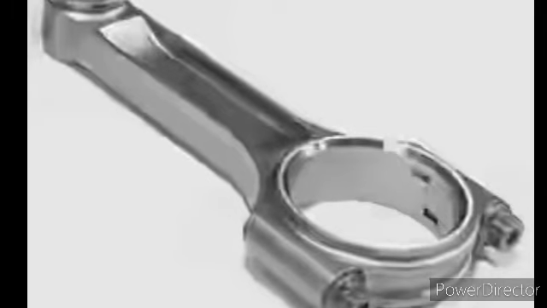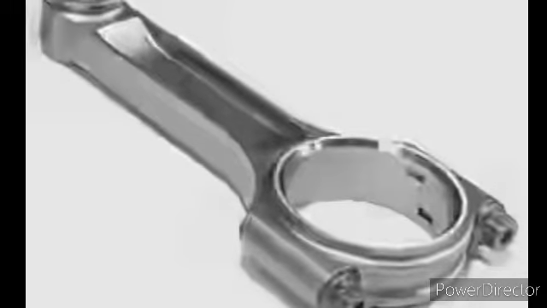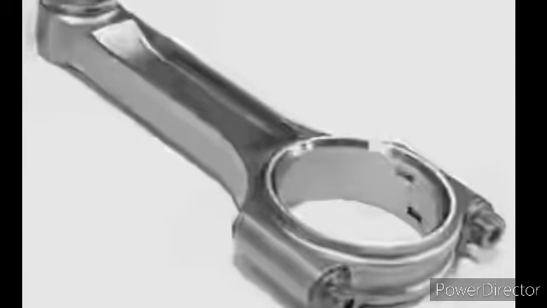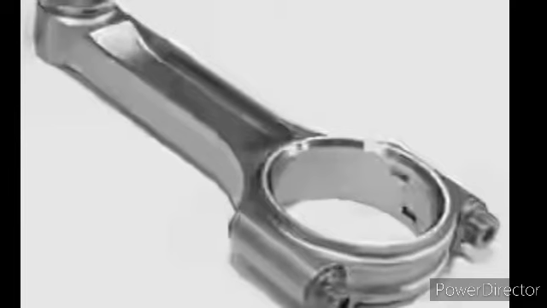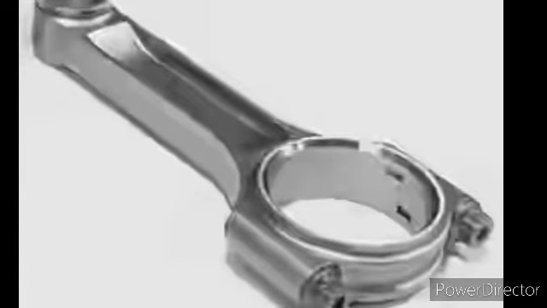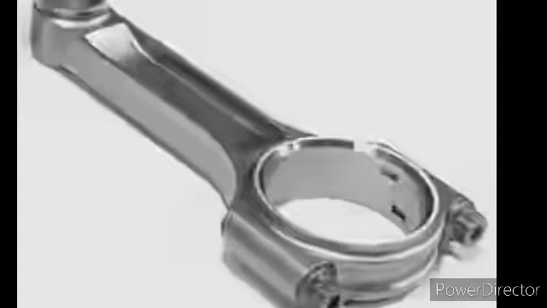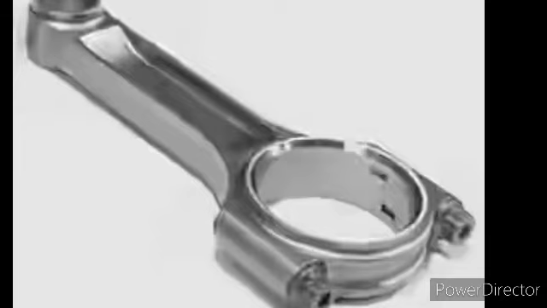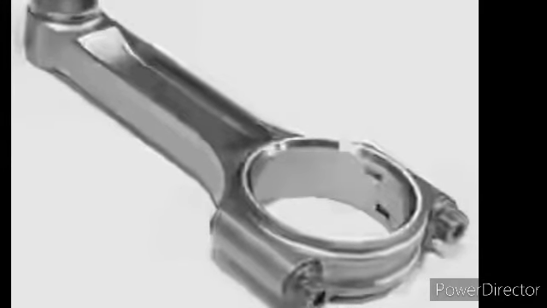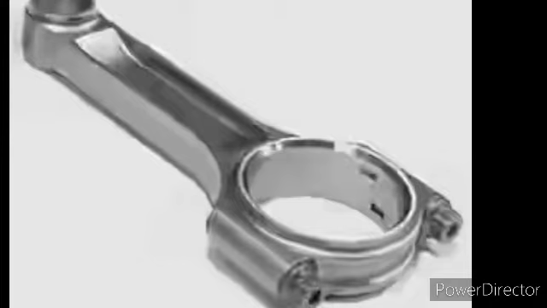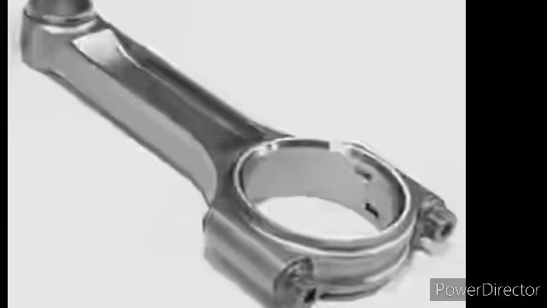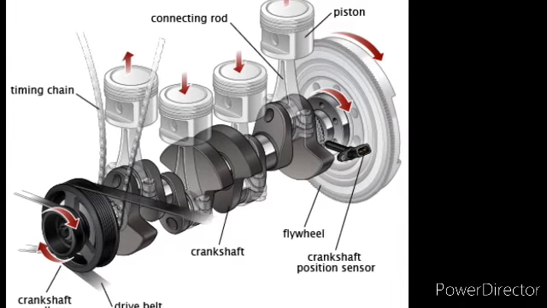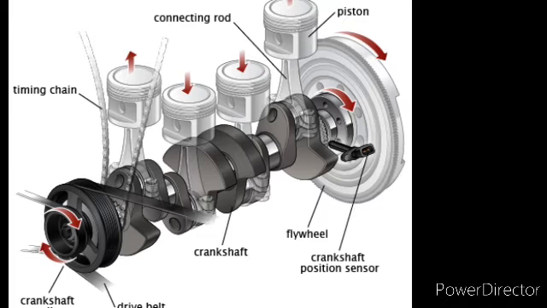Connecting rod. One end of the connecting rod is connected to the piston through the piston pin, while the other is connected to the crank through the crank pin. It transmits the reciprocatory motion of the piston to the rotary crank. There are two ends of the connecting rod. One is known as the big end and the other as the small end. The big end is connected to the crankshaft and the small end is connected to the piston by use of the piston pin. In this picture, the other part of the engine is the crankshaft.